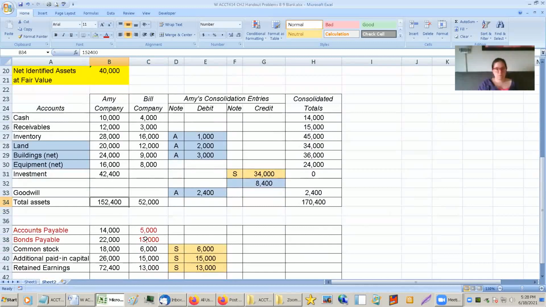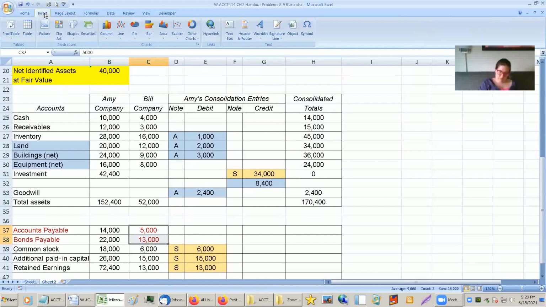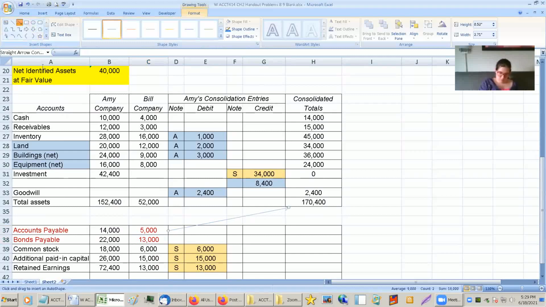Yeah, so if you kind of look at this, again, the total assets are 152,400 for Amy. But if you look at this other side, it really only went up by 18,000. So at least for this one for right now, these two basically are the only difference in total.